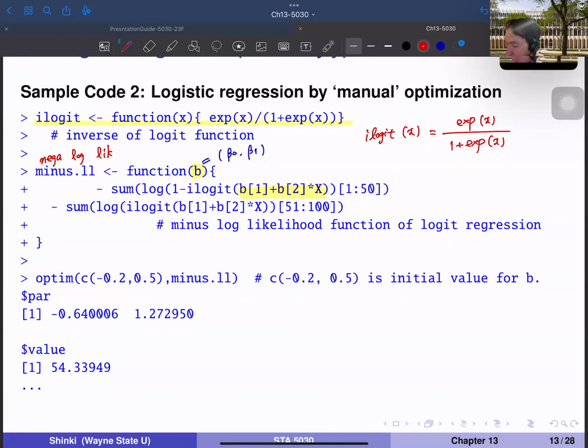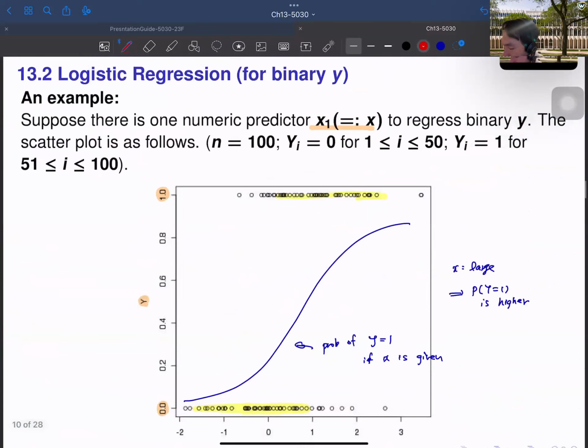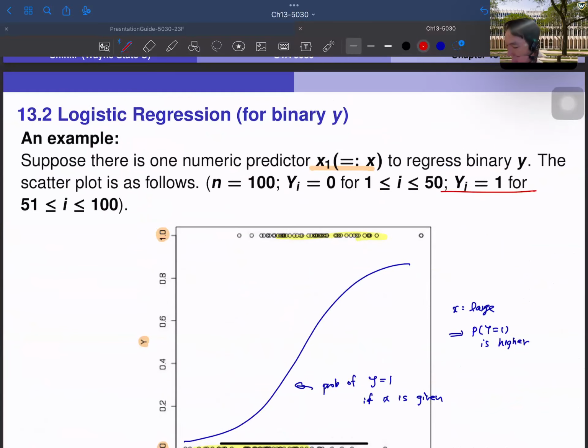This is the failure probability, 1 minus pi i, and this part is pi i. For this data, the first 50 observations are failures, and the last 50 observations are successes. So y is equal to 1 for the last 50 observations.